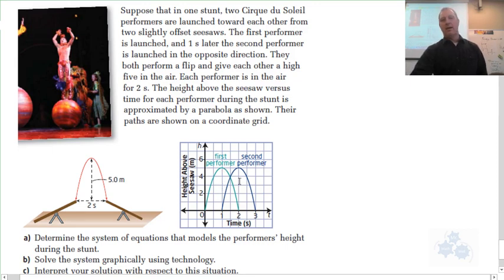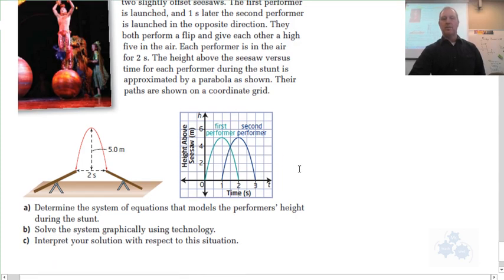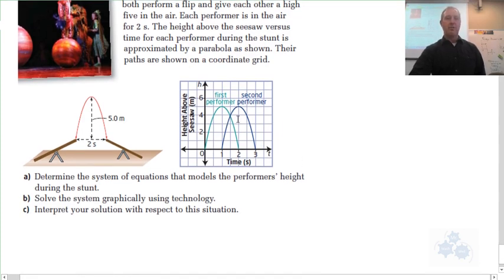So given this graph, it looks like we have an intersection point right there. Now this is important because we're going to be able to figure out some information from this graph. So what does it ask us to do? Determine the system of equations that model a performer's height. Okay, so come up with the equations that are graphed here. We can do that. Solve the system of equations graphically using technology, and interpret your solution with respect to the situation. So coming up with the functions.